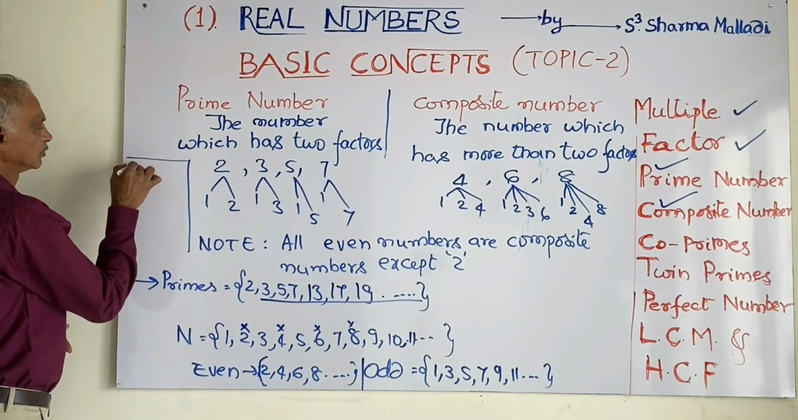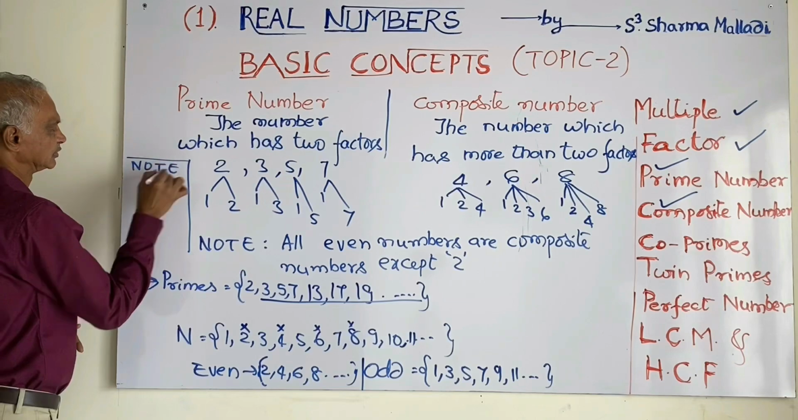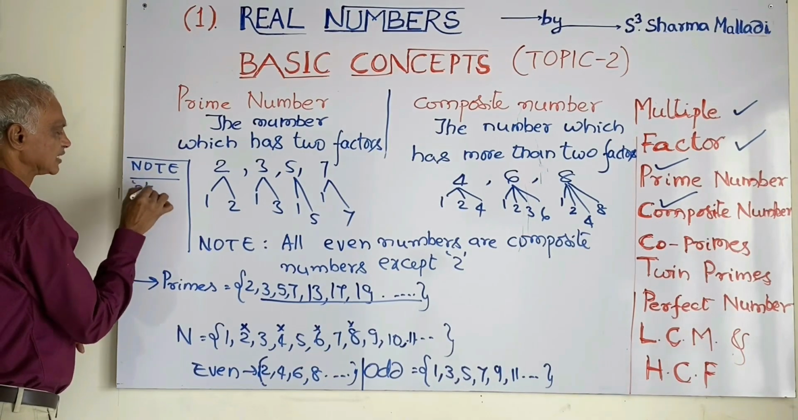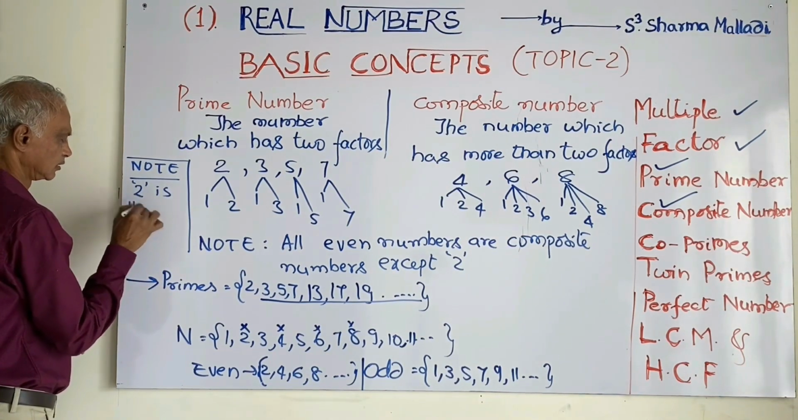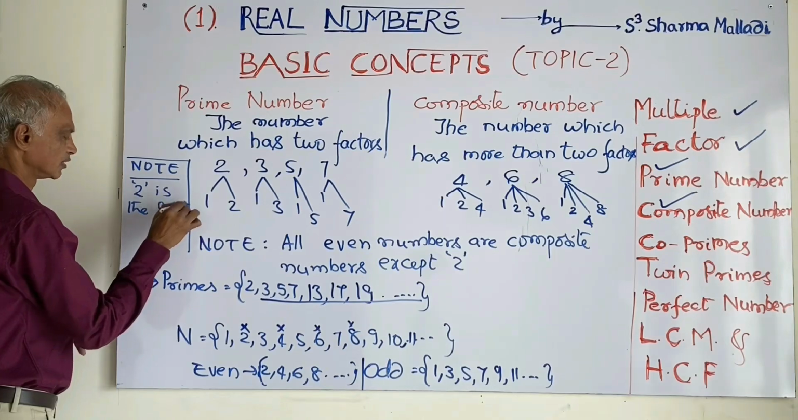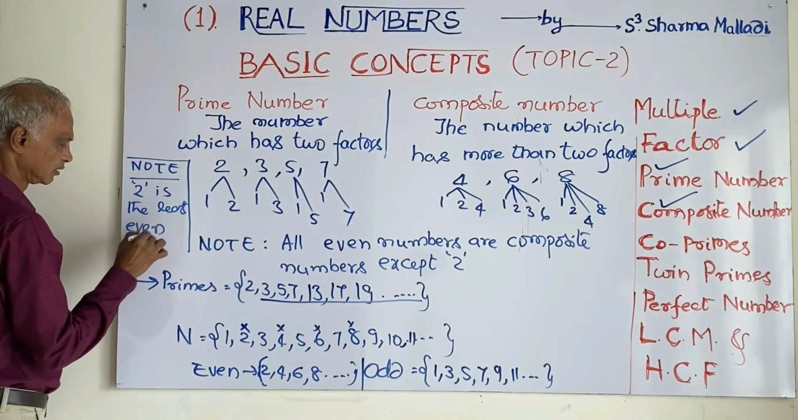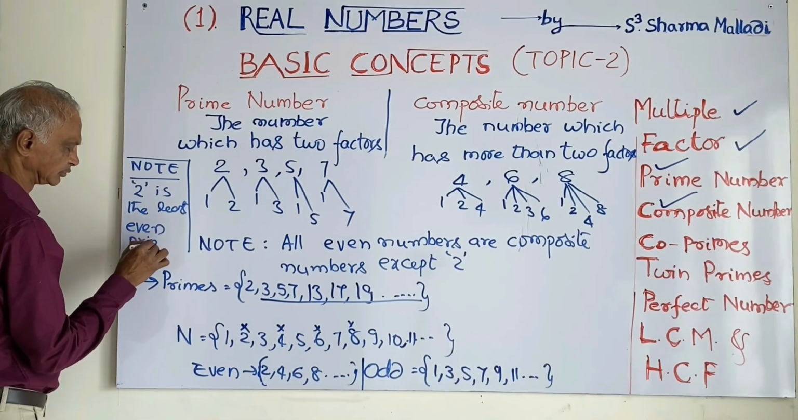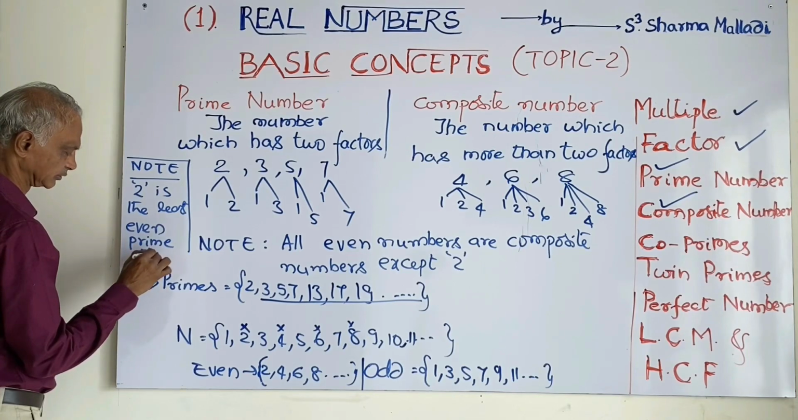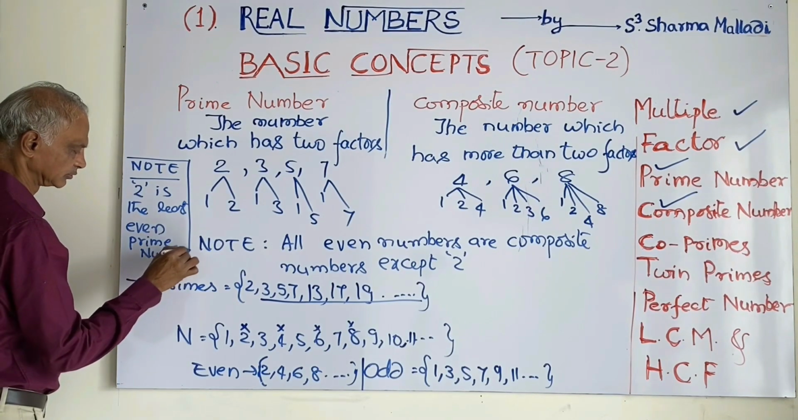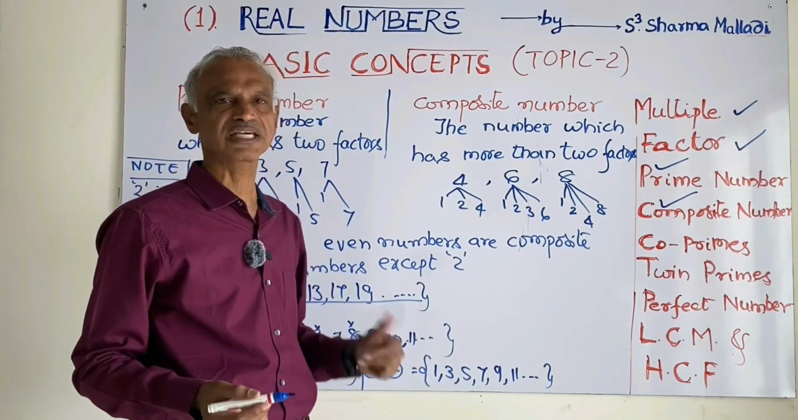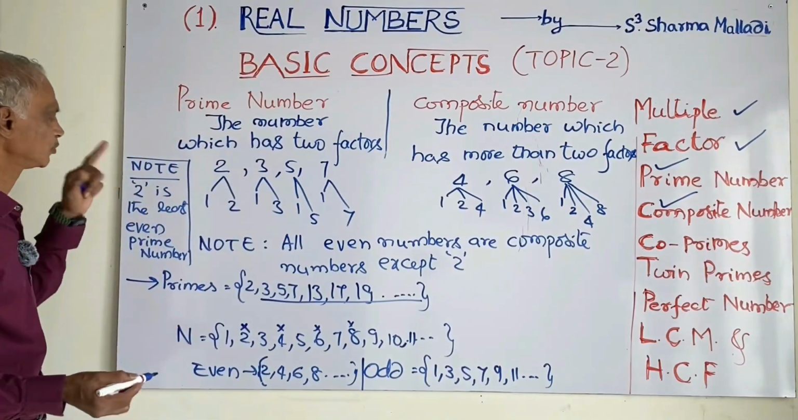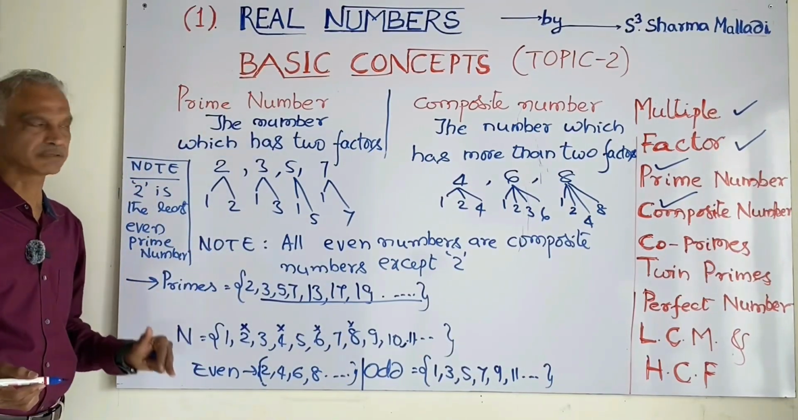Take a note. 2 is the least even prime number. All even numbers are composite numbers except 2. Therefore, 2 is the least even prime number.